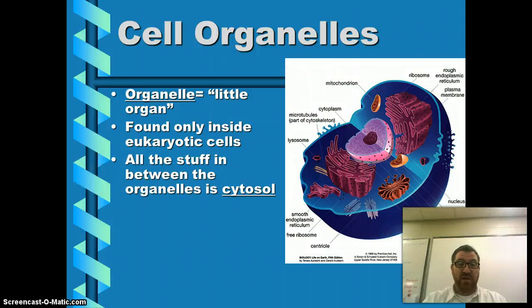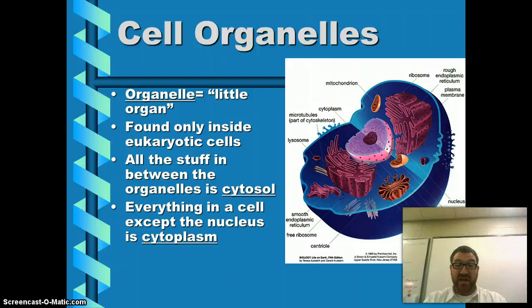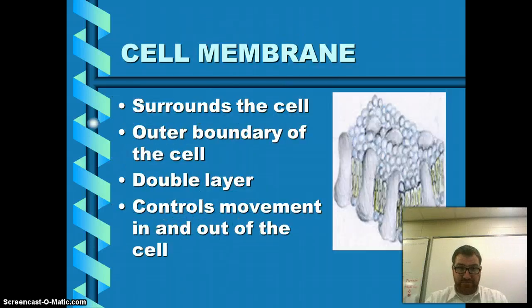Also, all the stuff in between, everything you see in this diagram here, all the blue area would be referred to as the cytosol. And everything in a cell except for the nucleus is called the cytoplasm. So all of the different organelles in here would be referred to as the cytoplasm. However, the space that exists between them is the cytosol. That's just FYI stuff, for your information. You're not necessarily going to be quizzed or tested or assessed on that particular stuff.